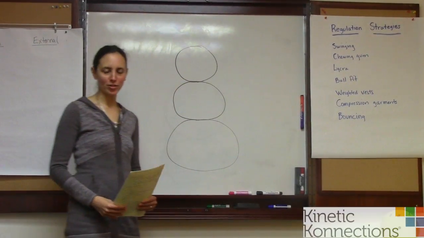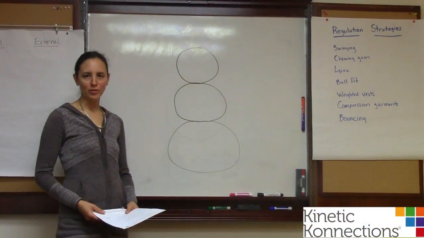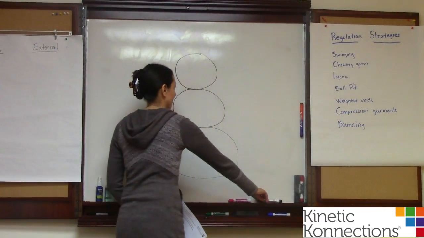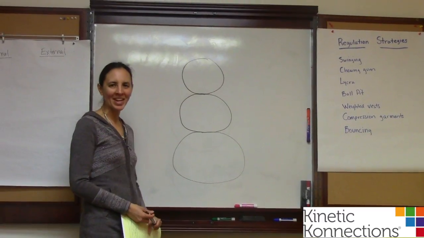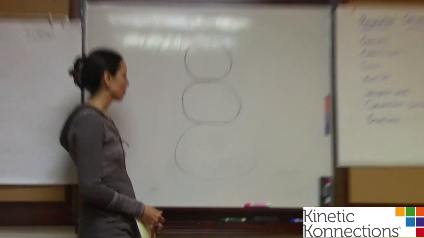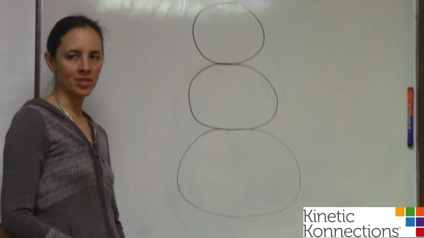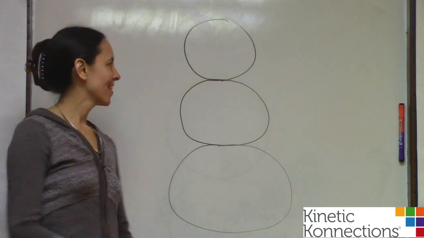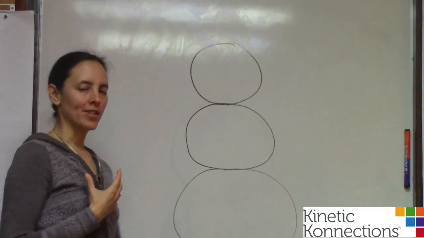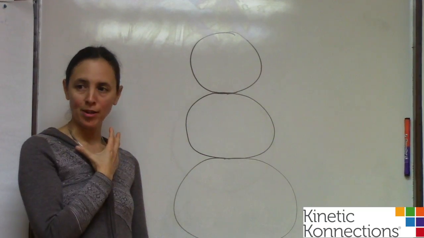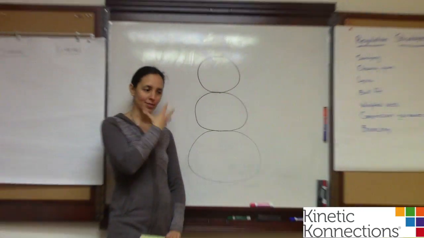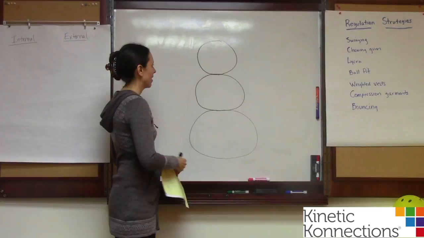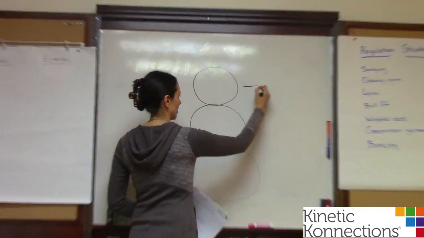Okay, so pressure. What does pressure have to do with regulation? Well, I'm going to start by showing you what the snowman here is all about. The snowman in our discussion today is representing the core of the body. So from here to here, we have cavities that make up the core of the body and that contain all our important organs and blood vessels and nerves. And the first one is the head.